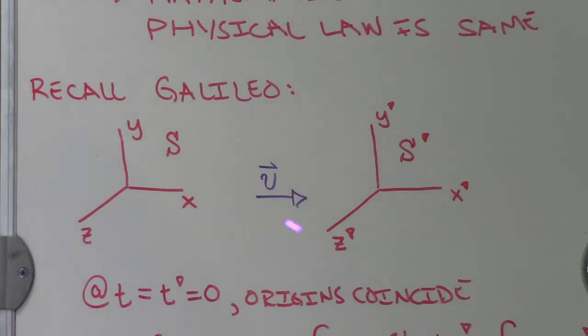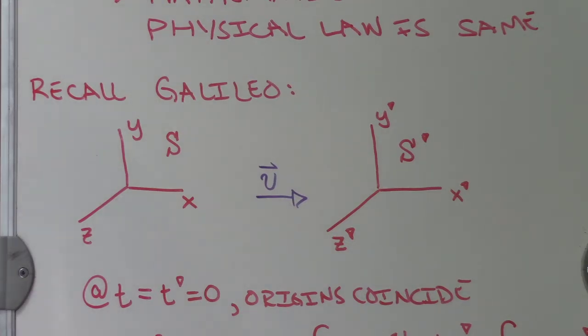For convenience, I have chosen that the velocity of the S prime frame with respect to the S frame is purely along the x, or the x prime axis. Note that I've also snuck in that the x and x prime axes lie along the same axis. Again, not necessary, but it makes our life easier.